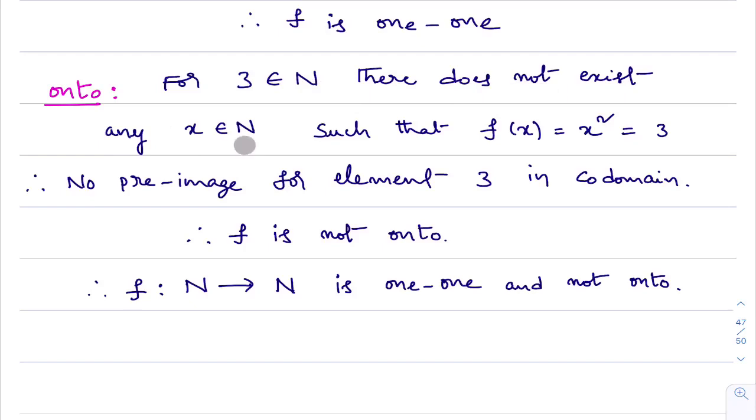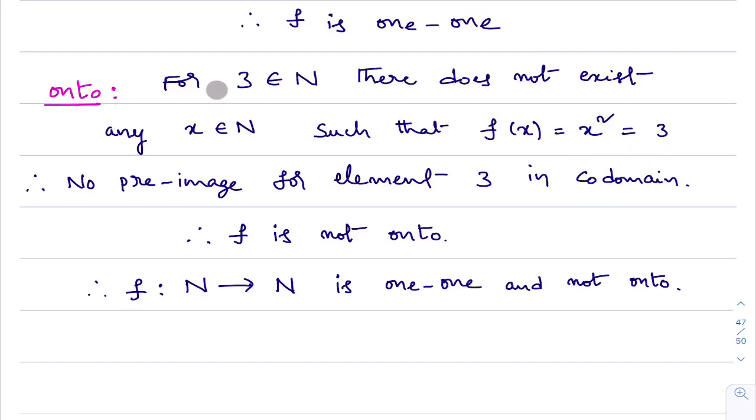So you see here, for example, square of what natural number is 3? You tell that. x is some natural number in the domain set. Square of what natural number is 3? Can you find the square of any natural number? Square of 1 is 1. Square of 2 is 4. Square of 3 is 9. Square of what natural number is 3? No, it is not possible.